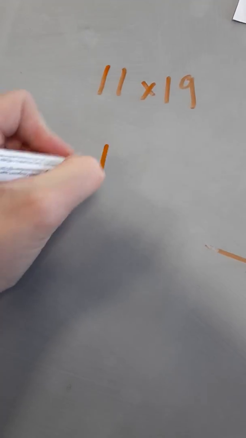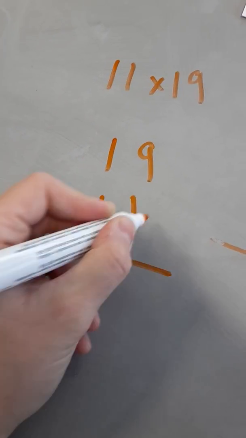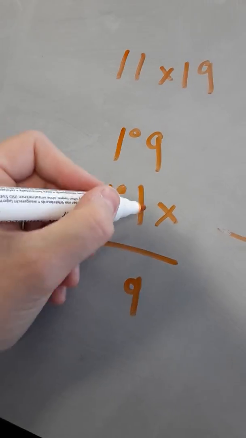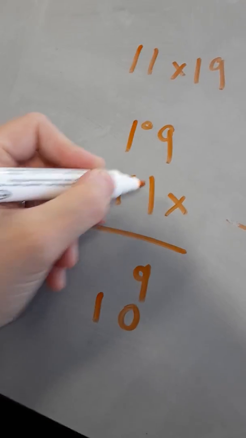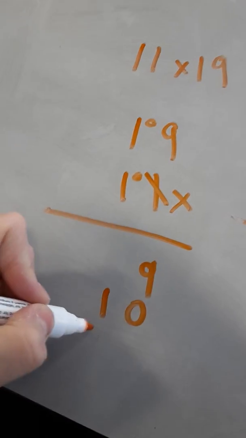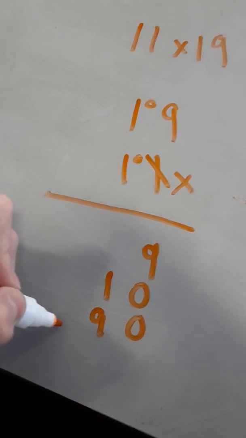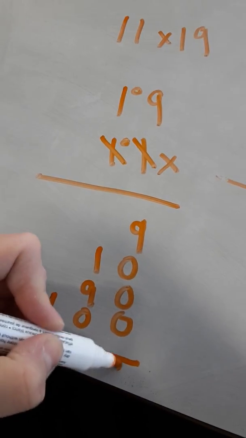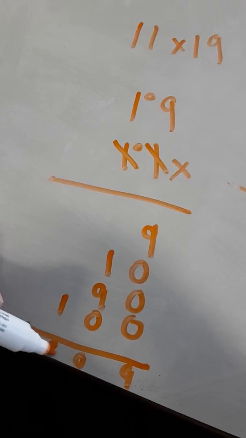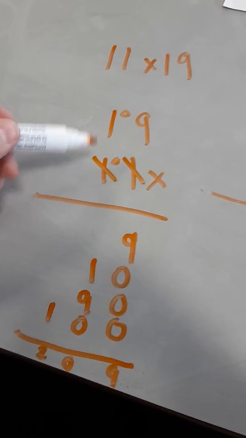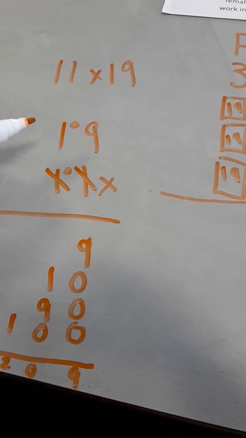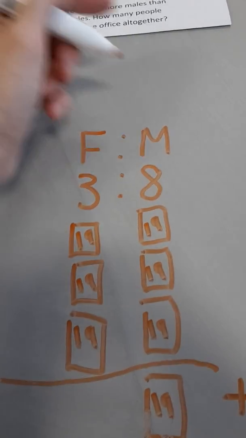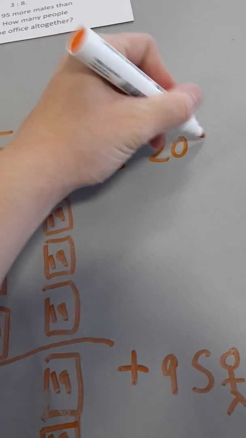So 11 times 19, let's work it out. 1 times 9, times 10, 10 times 19, so we've got 9, 0, 2, so I should get 209. So my total in the office is going to be 209 people.